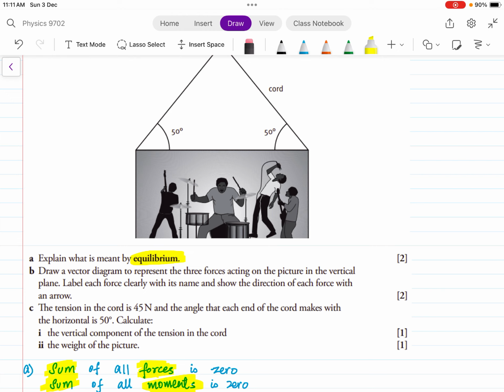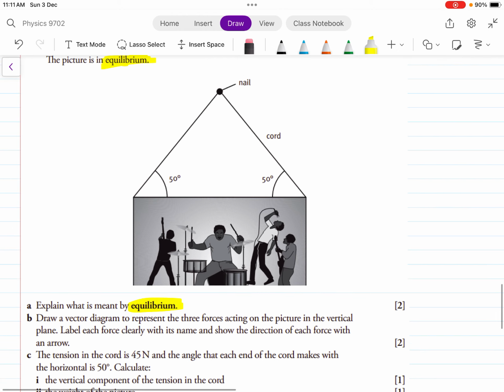So you need to make a vector diagram to represent three forces. Now remember that when I'm making a vector diagram, there's this one force which we call the tension, and remember tension always acts away from the hanging object. So this is the direction of tension, this is the direction of tension, and definitely this picture has its center of gravity and all its weight is going to be acting along the center of gravity. So this is the weight. So we have three forces, this tension, and then this weight.